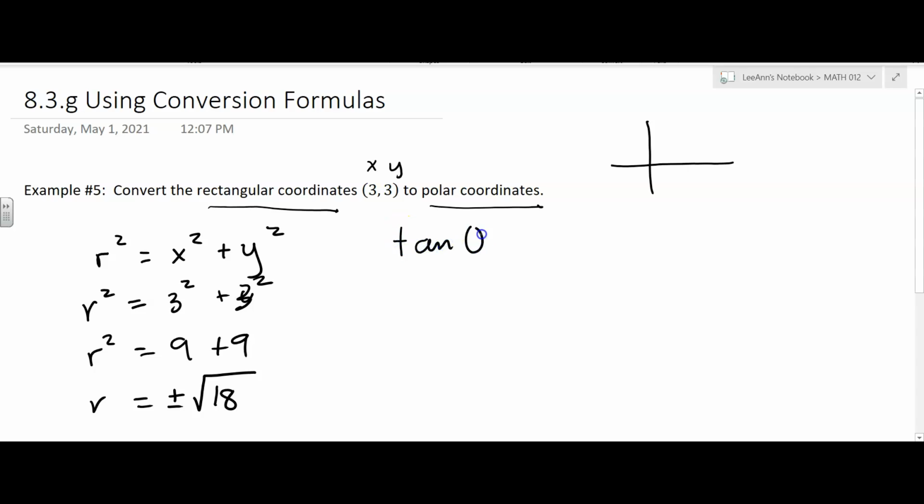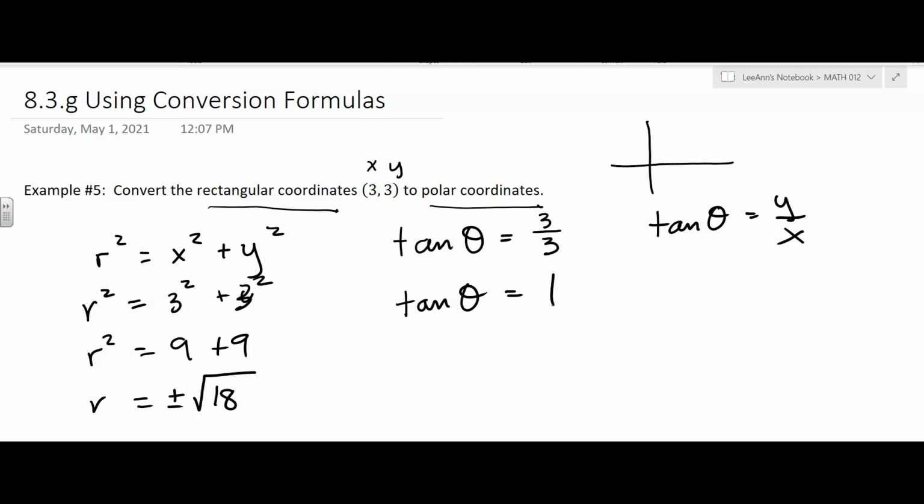Tangent theta is going to equal 3 over 3. I'm sorry, I didn't write the formula. It was tangent theta equals y over x. Okay, so 3 over 3 is 1. And then we know where tangent is 1. Now remember, you're going to think, okay, where is tangent 1?